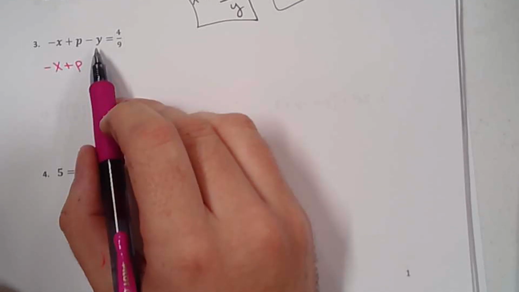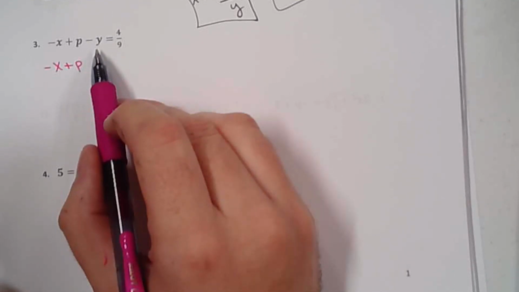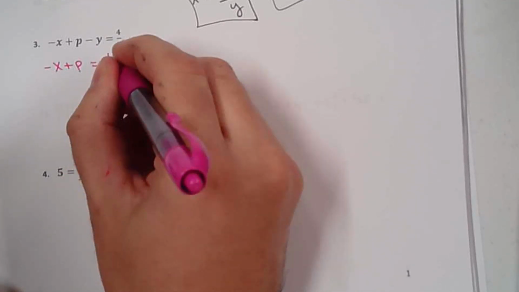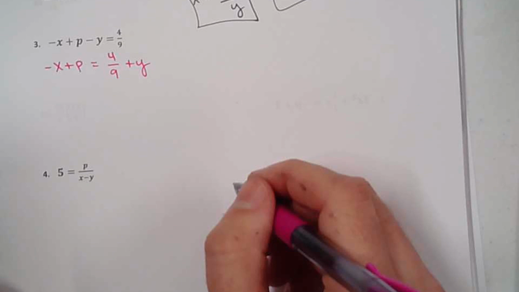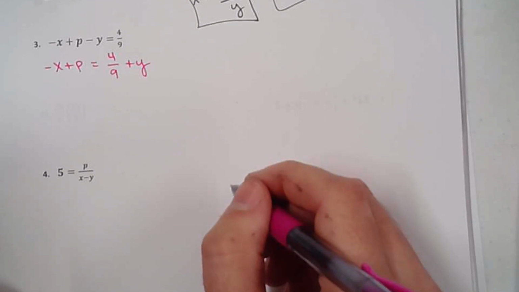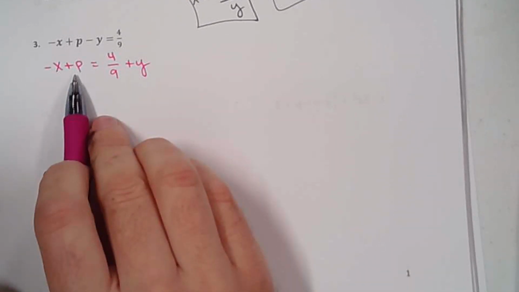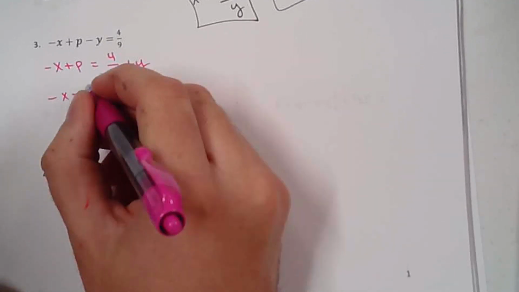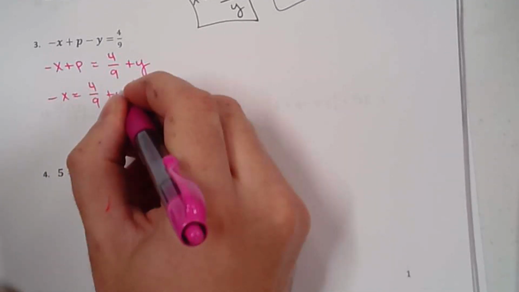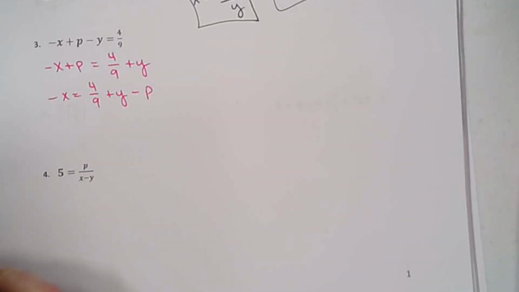Like if that was a minus 4, you know what to do. Add 4, right? But it's a minus y. So you add y. So 4/9 is over here, and we add y to it. Now we need to get rid of the p. How do we get rid of the plus p? Subtract it. So we have negative x equals 4/9 plus y, and then we subtracted p, right?